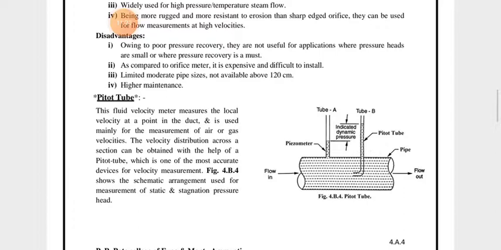Means it is only applicable to measure the local velocity, and is used mainly for the measurement of air or gas velocities. The velocity distribution across a section can be obtained with the help of a pitot tube, which is one of the most accurate devices for velocity measurement. Means important and accurate device for the measurement is nothing but the pitot tube. Then we show the schematic arrangement used for the measurement of static and stagnation pressure.